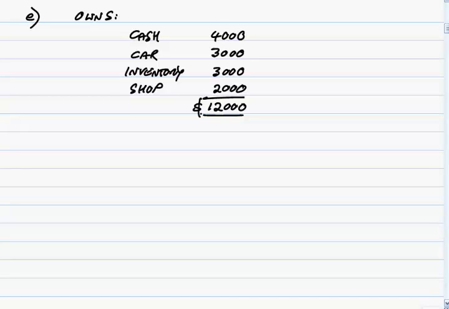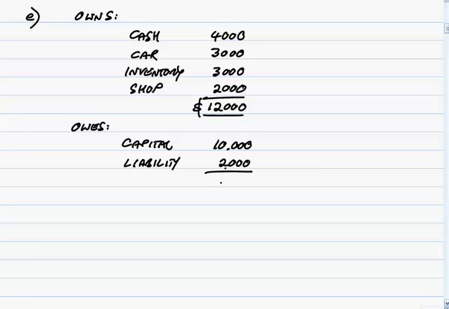And as always, there have been two effects. The first effect was the cash fell by 3,000. The second effect was the car appeared at 3,000. What does the business owe? Well, of course, the capital. We still owe 10,000 to the owner. And we've still got the payables, or the liability. How much did we owe for that inventory? We were owing 2,000. We still owe 2,000. So there's the position after transaction E.